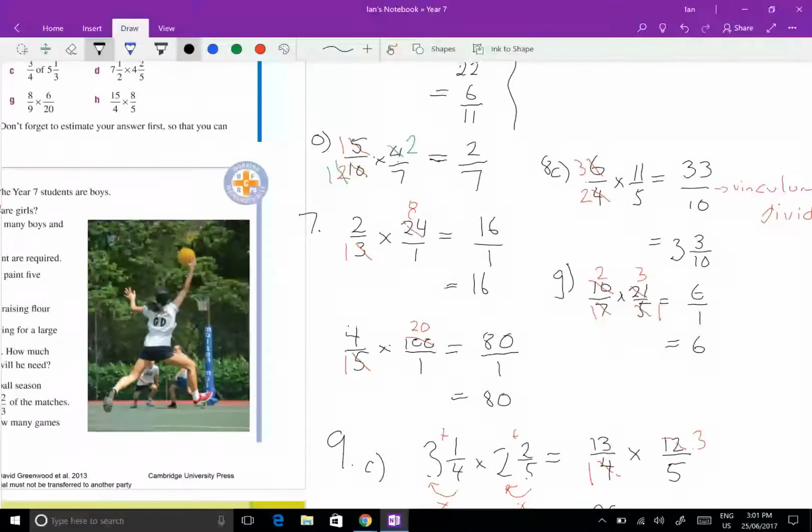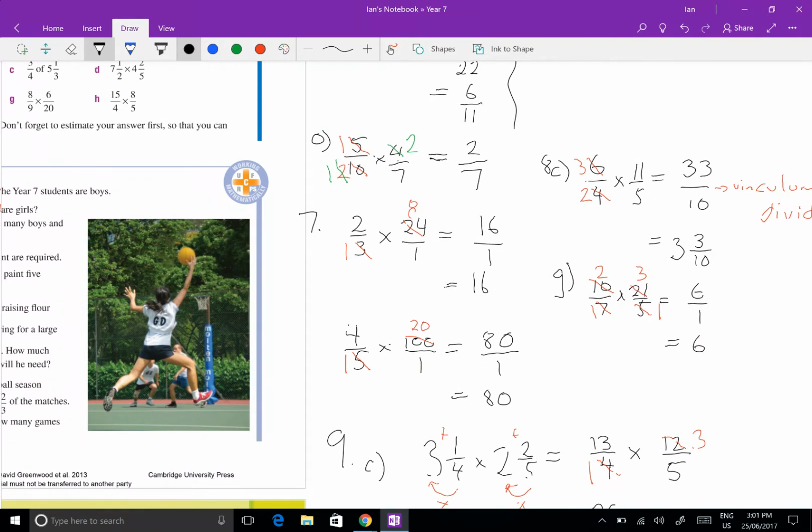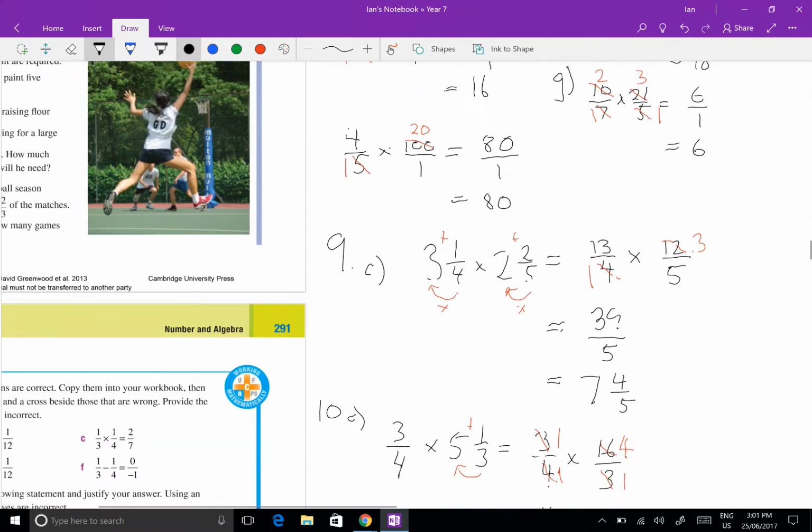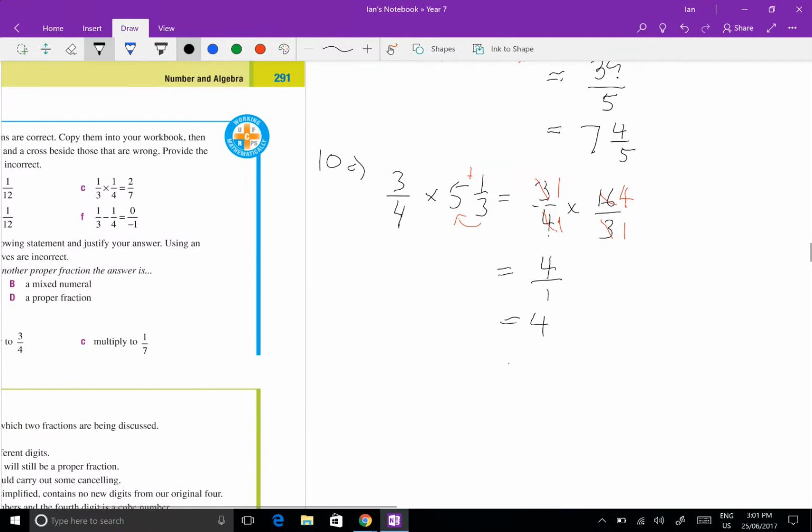Finally, let's have a look at the last one. G, 8 on 9 times 6 on 20. All right. Now that's hard. 8 times 6 is 48. 9 times 20 is 180. Oh, it's going to be ugly. I could do it, but I know some things.